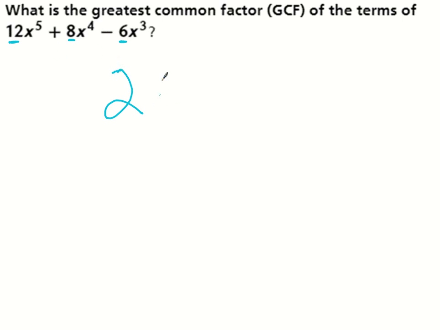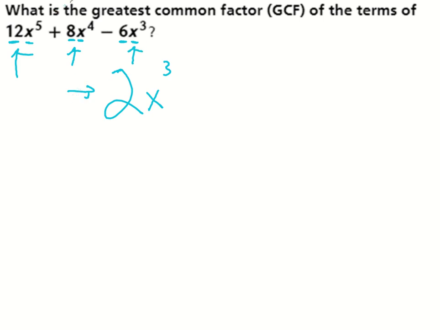Now I look at the common variable with the lowest degree that they have in common. That would be x to the third, because I can factor out an x to the third from the fourth degree, and I can also do it with the fifth degree. So I can factor out 2x cubed from all three of these values.